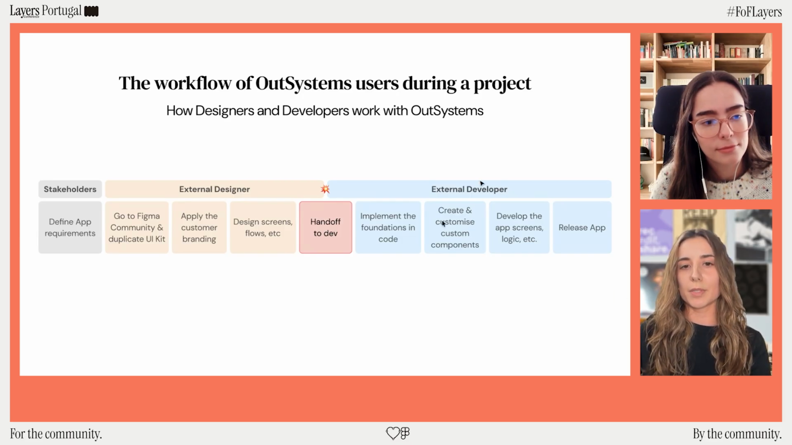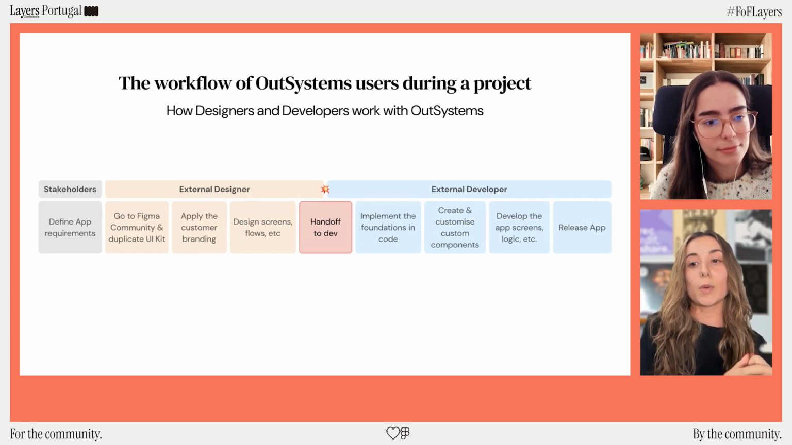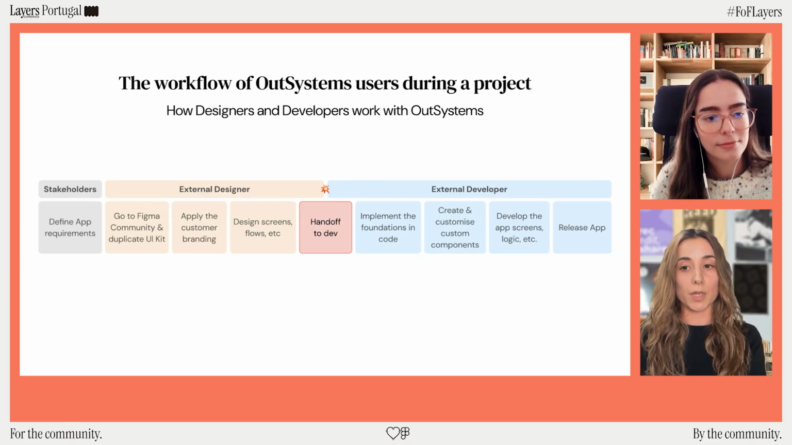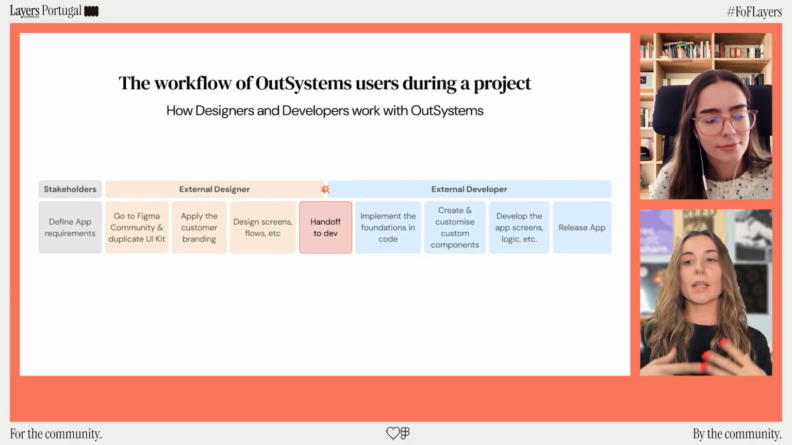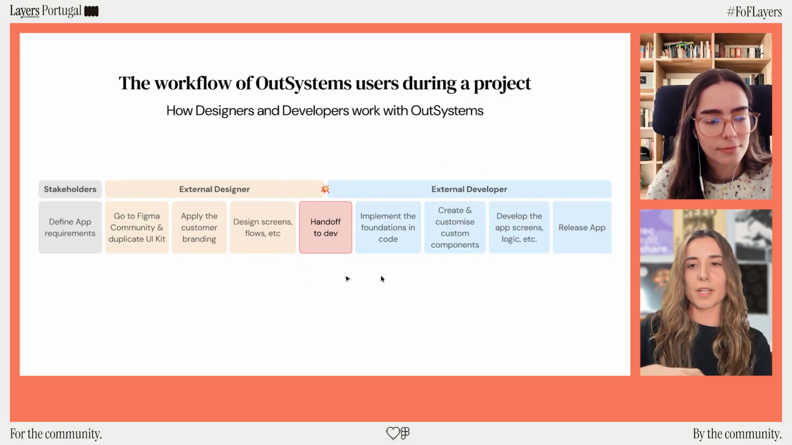And here is a bit where things start going south. Normally, developers would basically translate everything they see in Figma to the project in Studio. So again, implement the foundations in code, so the color, the shape, all of that. They will customize the components and develop the app screens, logic, and so on. And then eventually, all of this goes up to the eventual release of the app. The problem was right here, as I mentioned, in the handoff.